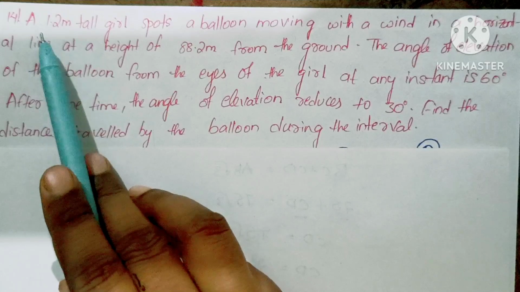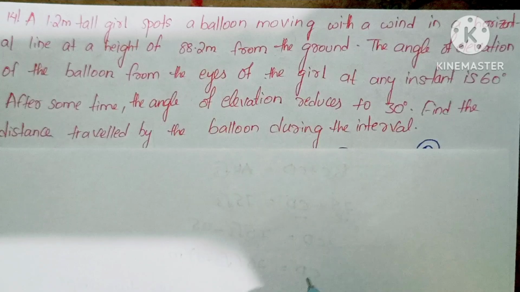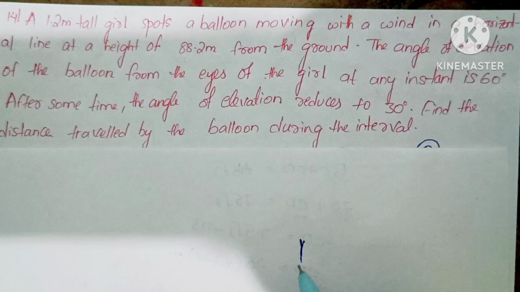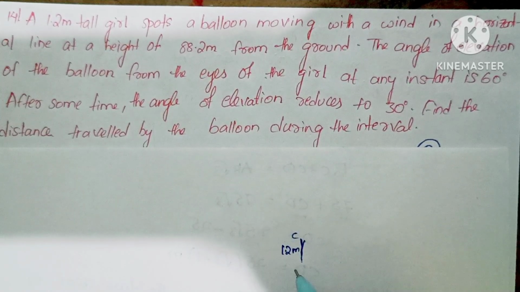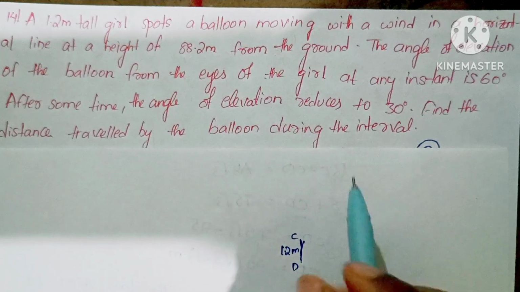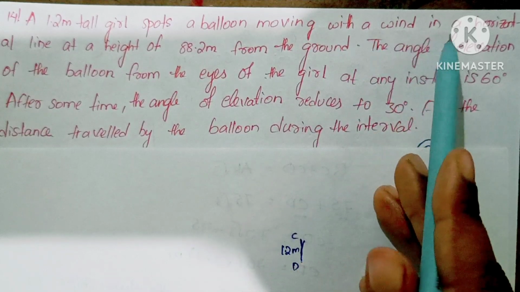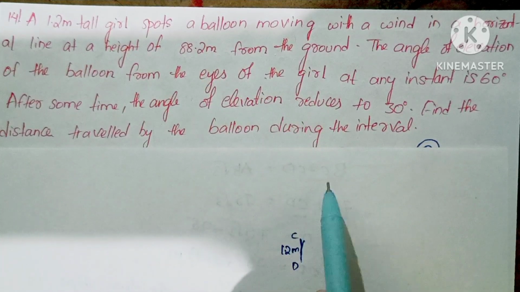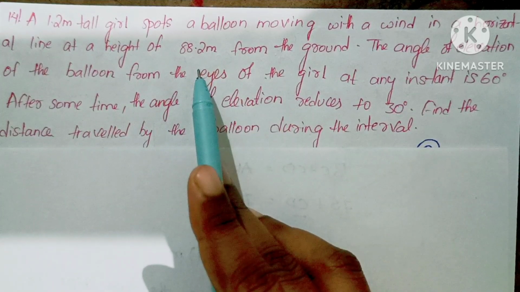So what is said here? A 1.2 meter tall girl spots a balloon. That means the girl's height is 1.2 meters. So I have drawn here one small line, that is 1.2 meters, and I gave it the name CD. The girl was seeing a balloon moving with the wind in a horizontal line at a height of 88.2 meters from the ground. So one balloon was flying with the wind. The height of the balloon from the ground is 88.2 meters.